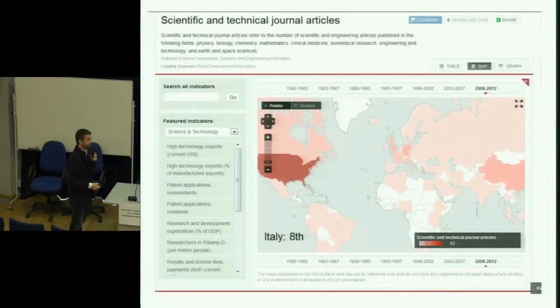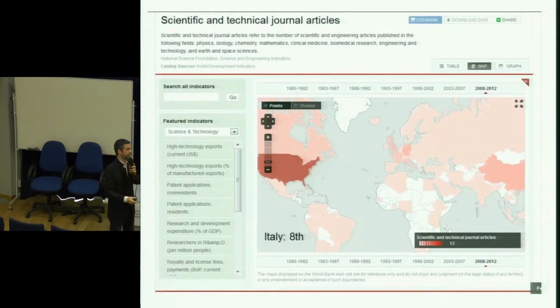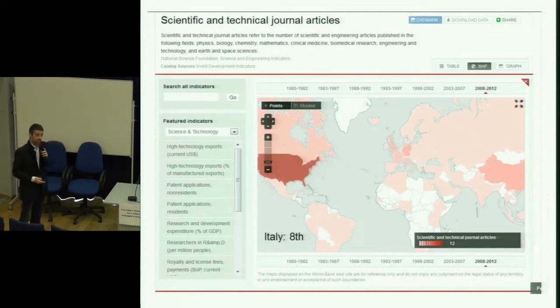Okay, so these are the different countries, and you see the level of publication, the number of scientific and technical journal articles that are published. Here you have Italy. Italy is in 8th place for number of publications in journals. So that's not so bad, actually. It performs well. Of course, the United States is first. There are emerging countries like China that are growing quite quickly. But Italy has a really good production in terms of quantity.